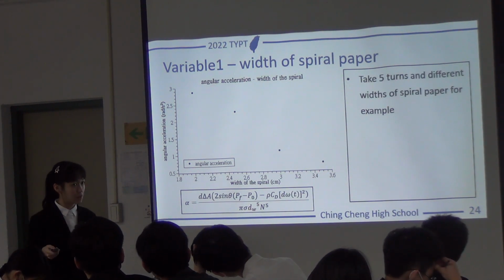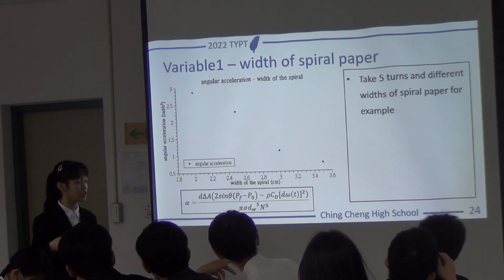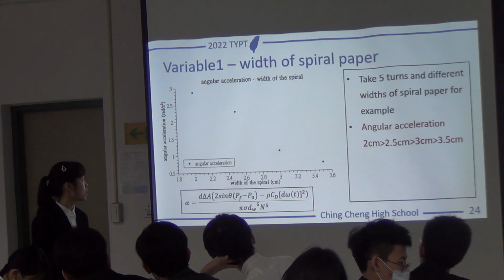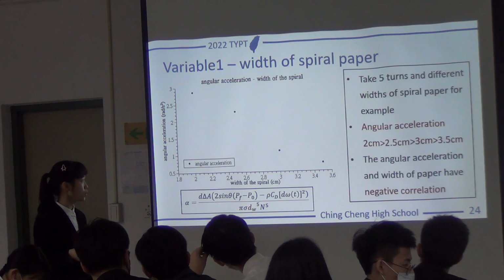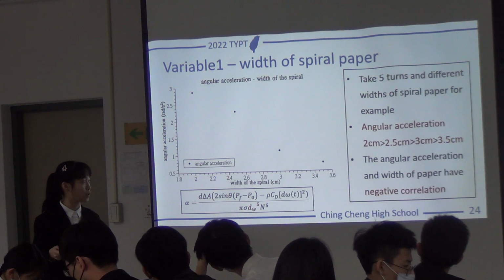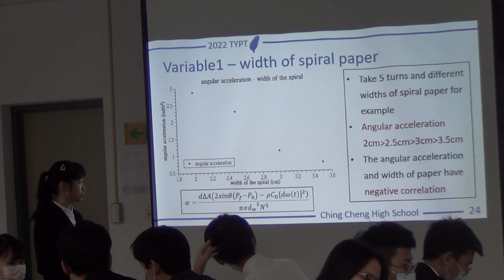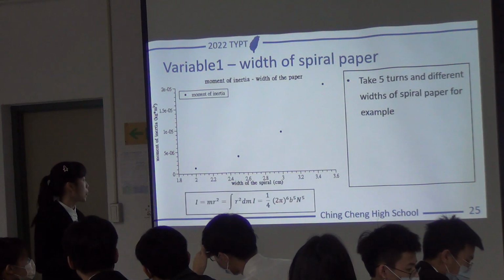We use 2 centimeters, 2.5 centimeters, 3 centimeters, and 3.5 centimeters to do our experiment. And we found out that the angular acceleration will become smaller when the width of the spiral gets bigger, which means that the angular acceleration and width of paper have negative correlation, and that fits our assumption. And we can move on to the moment of inertia.